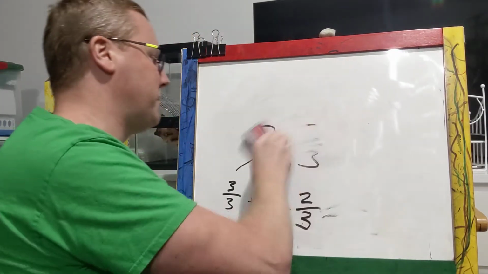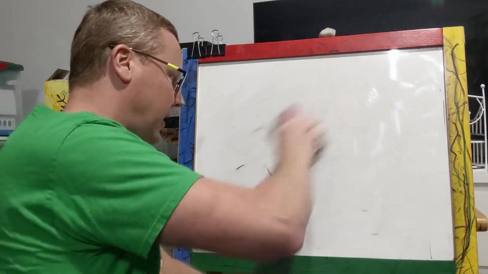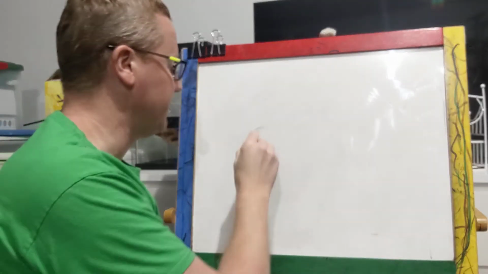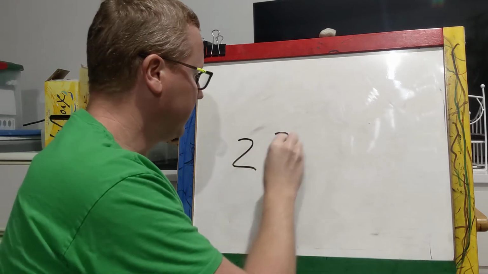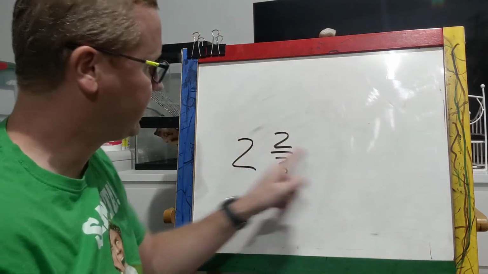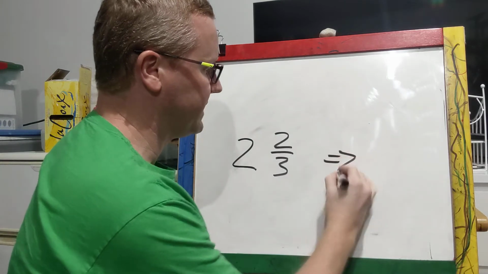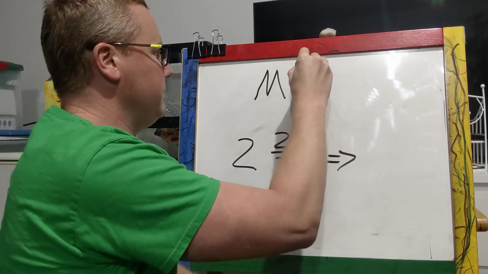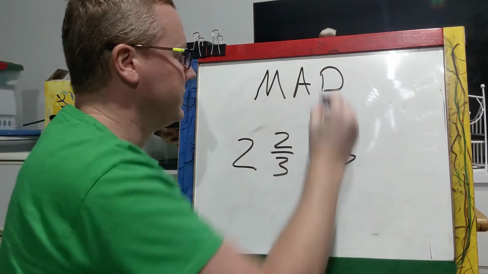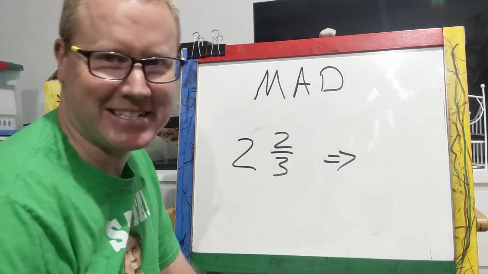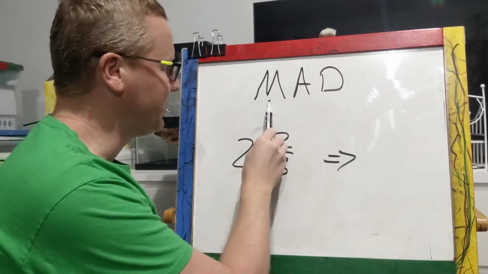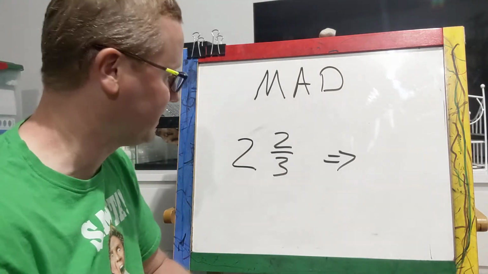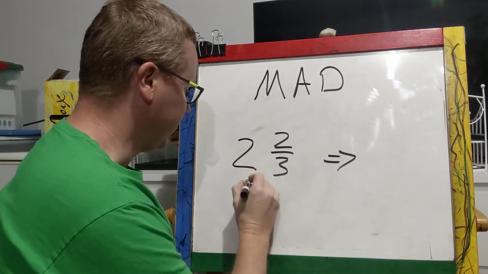So let's learn a new method for going from a mixed number into an improper fraction. It's M.A.D. We're going to get mad at these. What M.A.D. stands for is multiply, add, denominator stays down. Let me show you the steps. You can even write it right here.